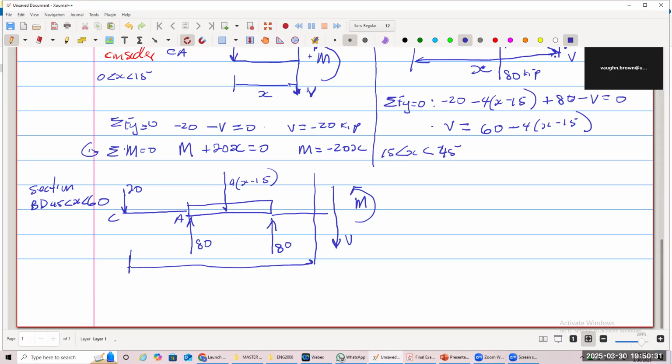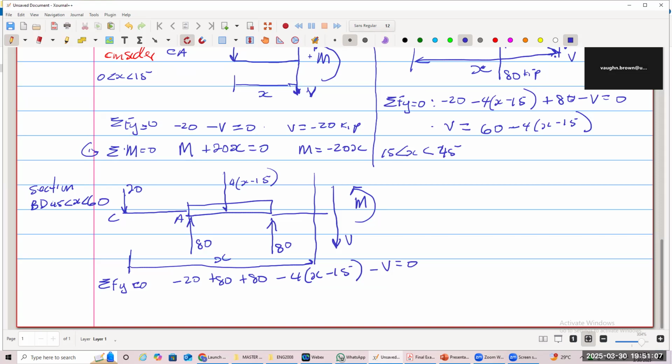So you're going to write your quick expression here for your force. Sum of your forces equals 0. So identify all our vertical forces. We have a minus 20 coming down, negative. We have one going up 80. We have another one going up 80. And we have one coming down for the UDL. And this is x, by the way, you're going to write it as negative 4 x minus 15. And the last one coming down is a minus V.